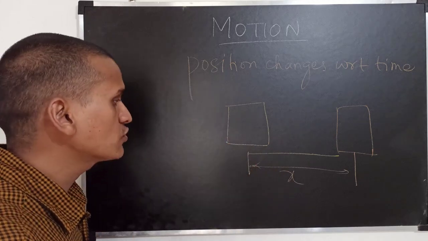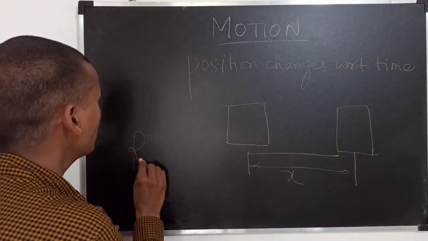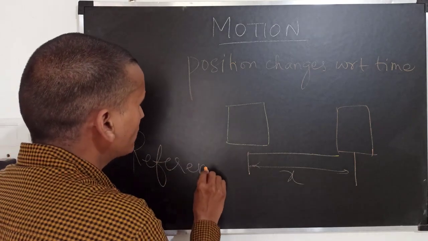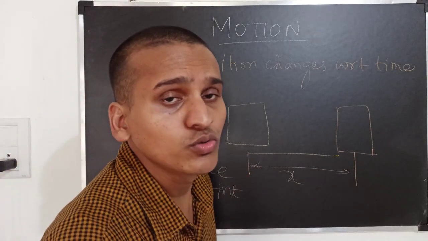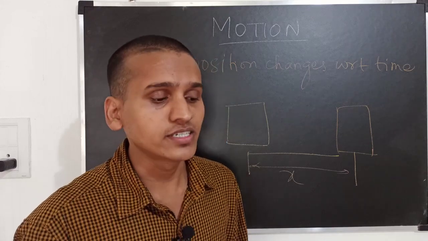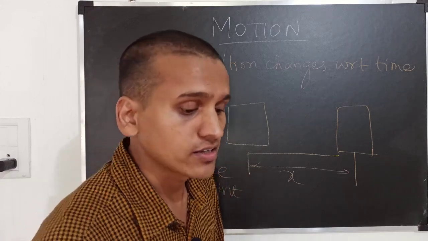Now to define a motion, we need something called a reference point. Because without the reference point we will not be able to say where the object is exactly located. So we define a reference point for that.